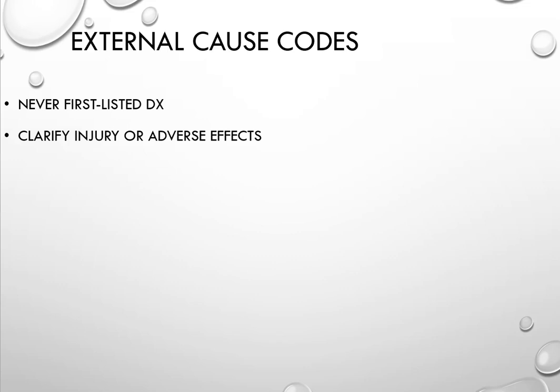When an external cause code is reported, remember it's always reported in addition to the diagnosis code or the injury code. The external cause codes are codes that provide just a little bit more details about what happened. Most groups of codes have includes or excludes notes that are going to provide further detail about assigning these external cause codes.